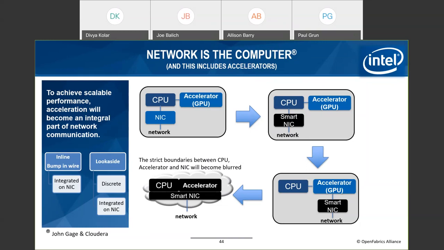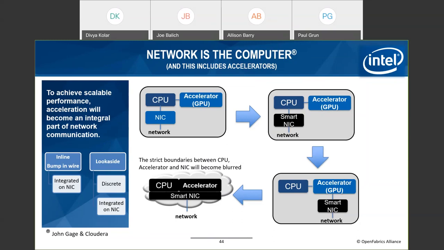In any case, exposing these accelerator capabilities that involve networking using standard APIs is extremely important. Before we get into that, I just want to explain the terminology that we use for the accelerators. In the context of communication, accelerators can be classified as inline, which some people call bump in the wire, where as you are sending and receiving the data, you can perform acceleration on the fly.